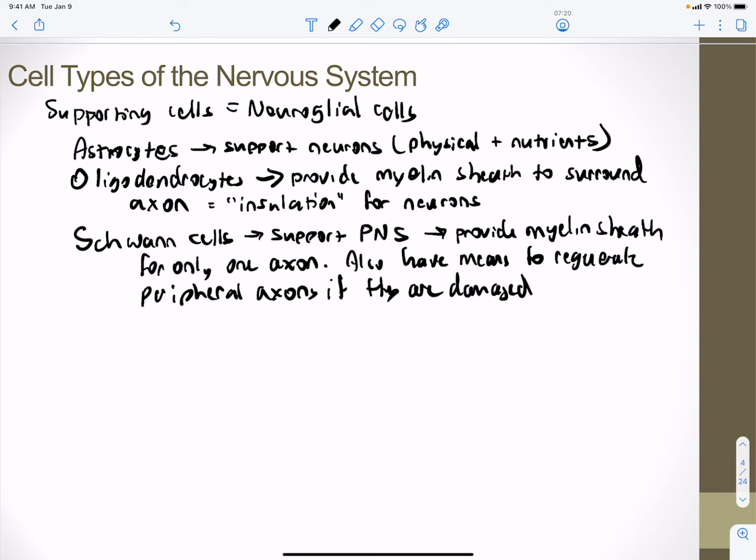Now we also have our microglial cells, and micro means small, so they are the smallest glial cell, and they are very similar to macrophages, like our Kupffer cells in our liver. So they are going to be there to phagocytize cellular debris, to maintain homeostasis, as well as to have an impact on protection from invading microorganisms.